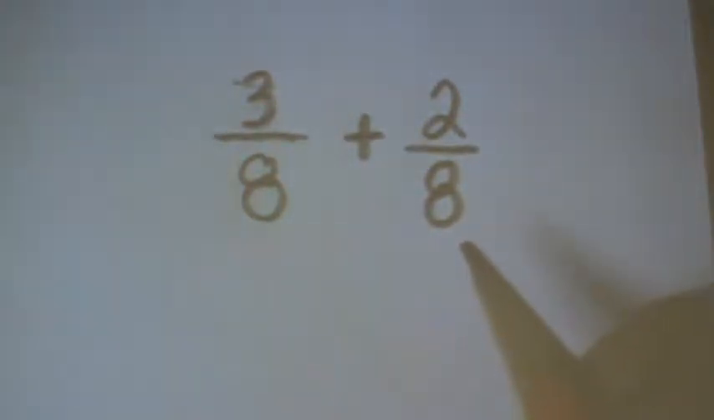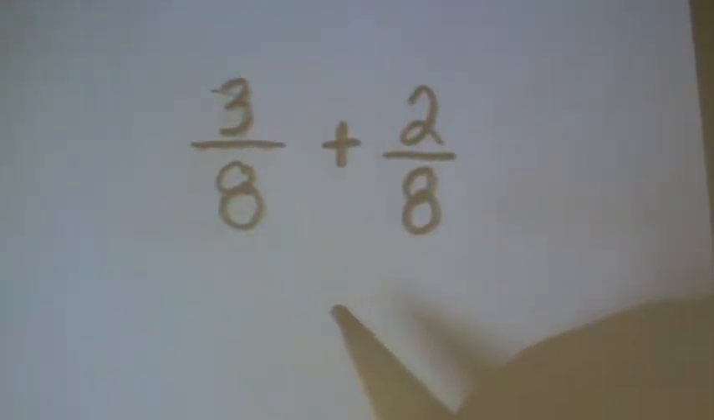Everybody look at this fraction problem. What are they asking you to do? Add two fractions. When you add fractions, what do you know has to happen? You have to have the same denominator. Okay, so do we have the same denominator? Yes. All right, so what do you do if you have the same denominator? You just add the tops.